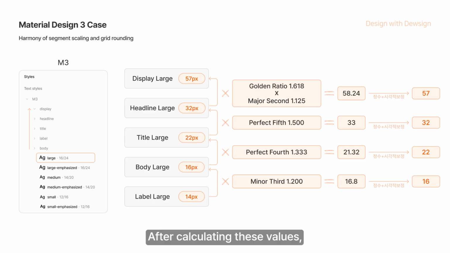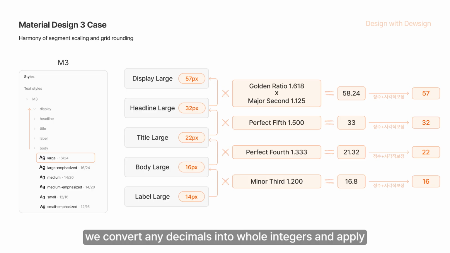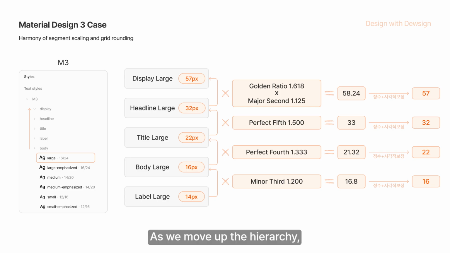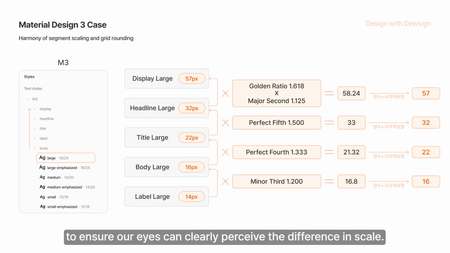After calculating these values, we convert any decimals into whole integers and apply final optical adjustments to determine the ultimate sizes. As we move up the hierarchy, we intentionally vary the multiplying ratios to ensure our eyes can clearly perceive the difference in scale.